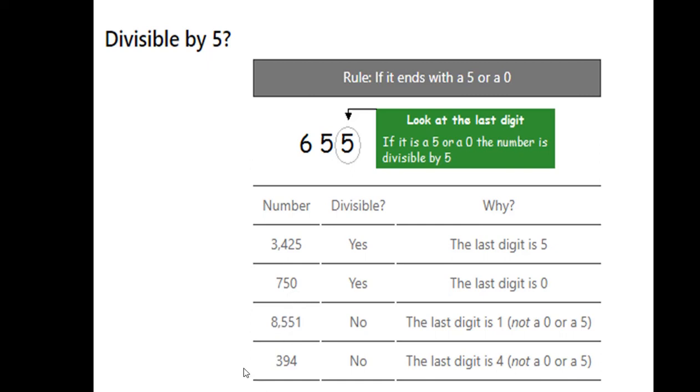Moving to the next example, 8551. It's not ending with 0 or 5, so the number is not divisible by 5. Since the last digit is 1 and not a 0 or 5, this number is not divisible by 5. The last example, 394. The last digit is not 0 or 5, so this number is also not divisible by 5.